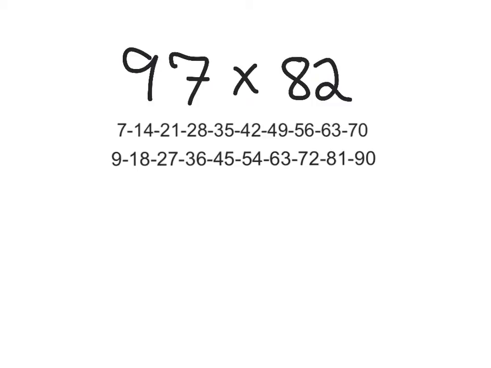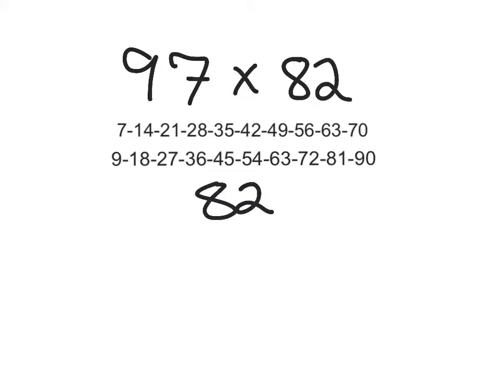Alrighty, and here we go with some more practice of area multiplication. Our first problem is 97 times 82. I always like to take this first number and write my counting by the numbers for that, so I'm all set. Then I'm going to take the 82 and drop that right here. So I got 82, bam.